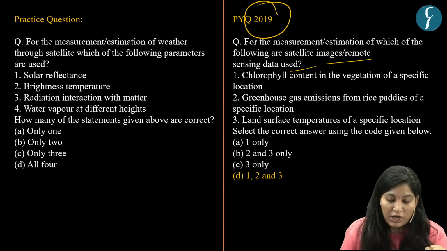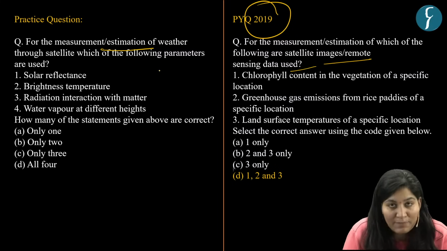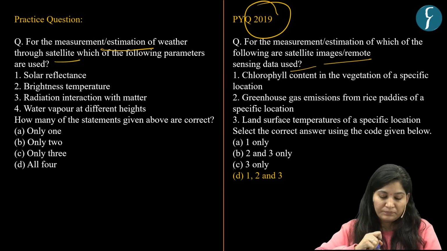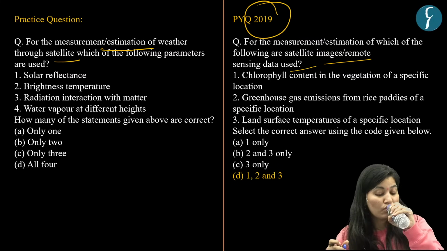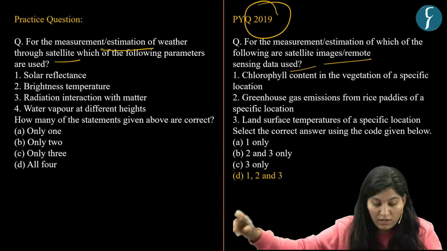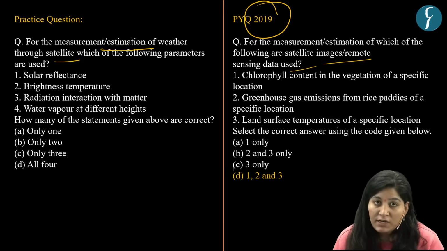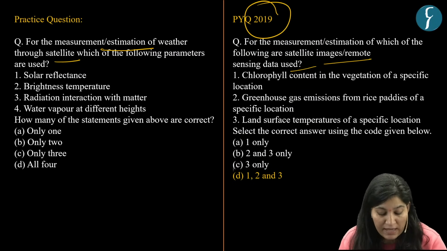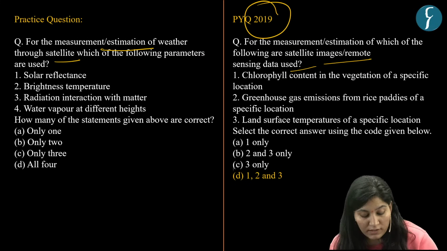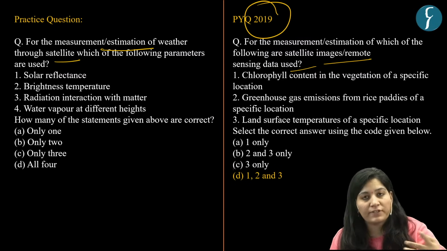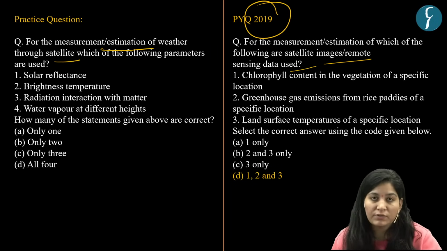Question says, for the measurement, estimation of weather through satellites, which of the following parameters are used? First parameter they have given is solar reflectance. Second is brightness temperature. Third is radiation interaction with matter. Fourth is water vapor at different heights. And we need to find out the correct one.